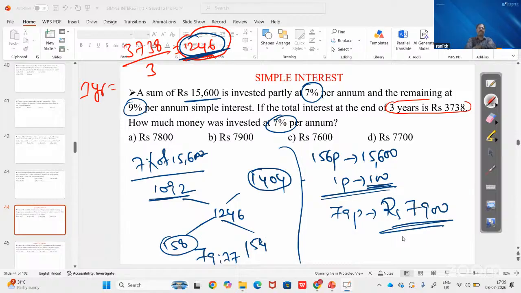Whatever interest I'm getting for 1 year lies between 7 percentage and 9 percentage. I'm taking the difference of these two. After the cancellation of ratios, I'm getting 156 parts, where 156 equals 15,600, then one part equals 100. Then we need to find out 7 percentage, where 7 percentage equals 7,900. Answer is 7,900.